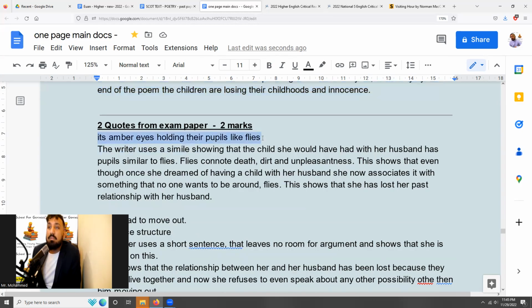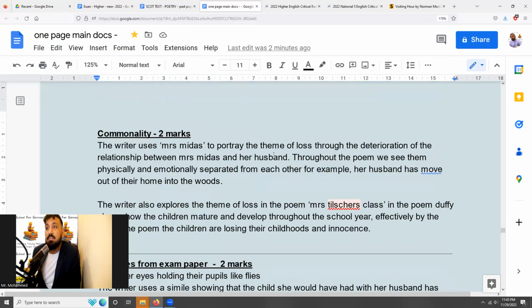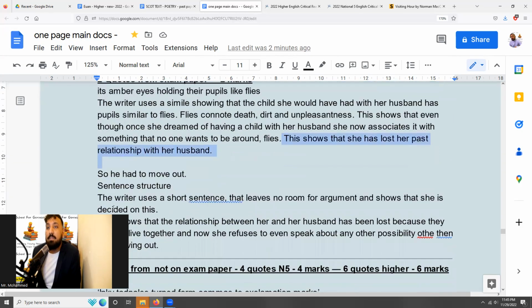So there's her first quote. Okay, this is from the exam paper, from the extract. There's her explanation. She uses simile here. Again, I would just recommend that you use word choice. It's the simplest. But she uses simile, and you see at the end of her answer, she connects it back to what she said up here in terms of the commonality. And then again, the same thing here, had to move out, sentence structure. And again, she connects it back to what she said in terms of the commonality.